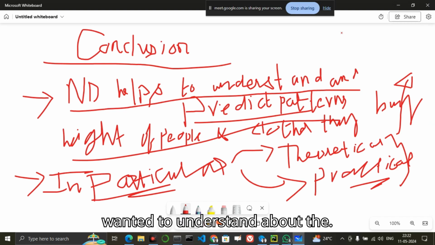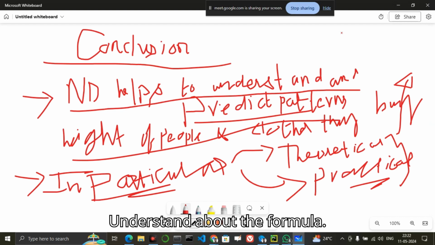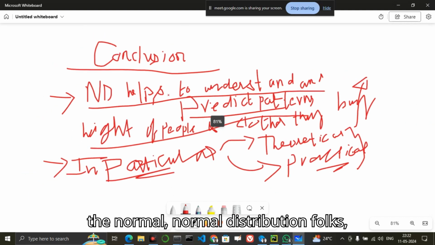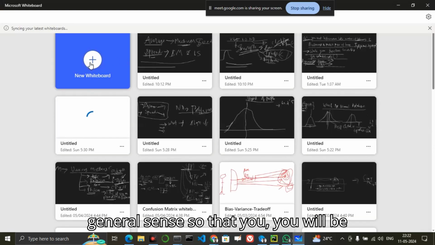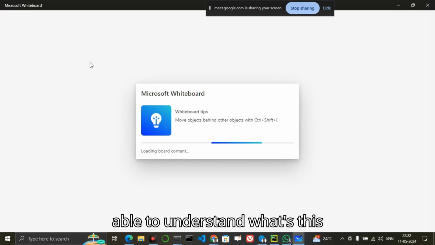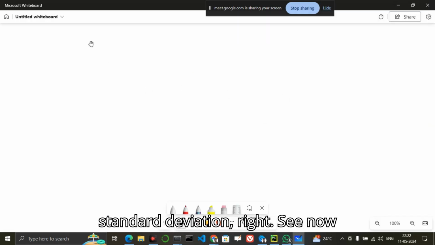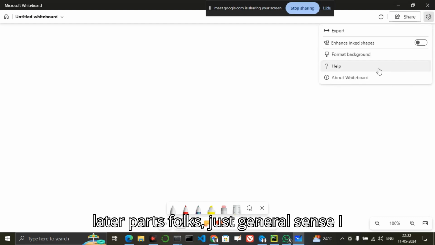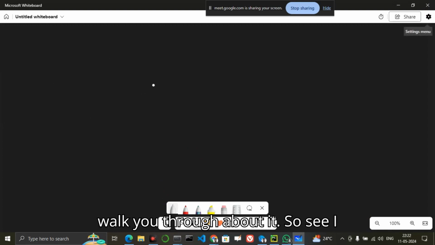If you want to understand the formula for the normal distribution, folks, I will explain the formula in the general sense, so that you will be able to understand what it is talking about. Spread is nothing but the standard deviation, right? I will dive deeper into the later parts, folks. Just in a general sense, I will walk you through it.